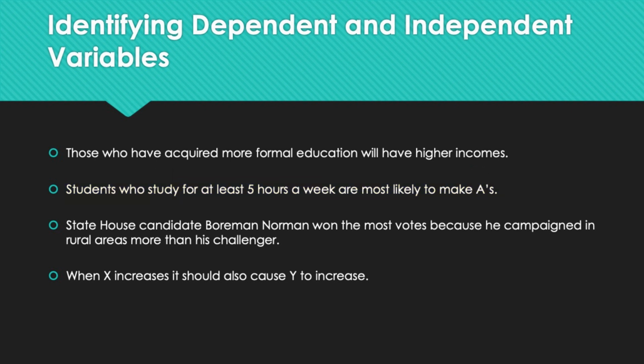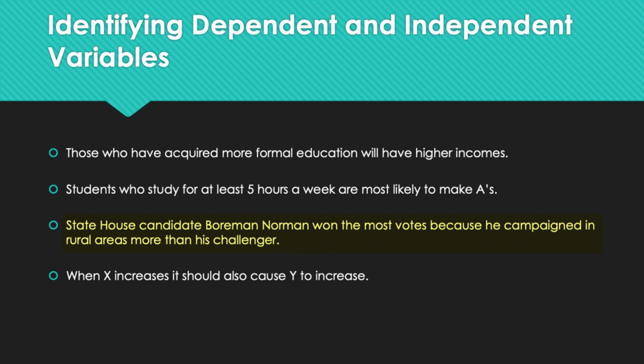Let's take another one. State House candidate Borman Norman won the most votes because he campaigned in rural areas more than his challenger, right? So there's a lot of terms going on here. What's going on? One thing to notice is that the word because is a dead giveaway because it signals that something happened because a specific factor caused something. So were you able to figure it out? In this statement, we are suggesting that the amount of time Borman Norman spent campaigning in rural areas had a direct impact on what? The number of votes he received.